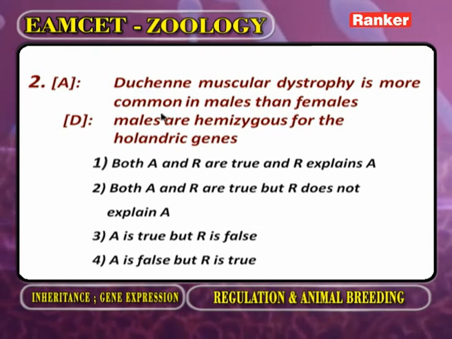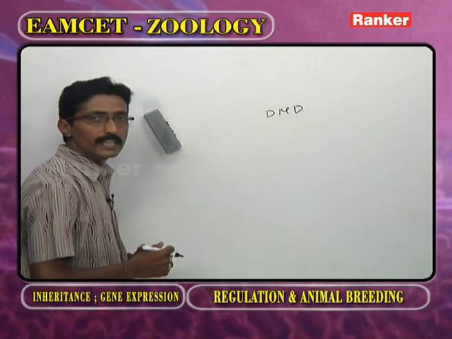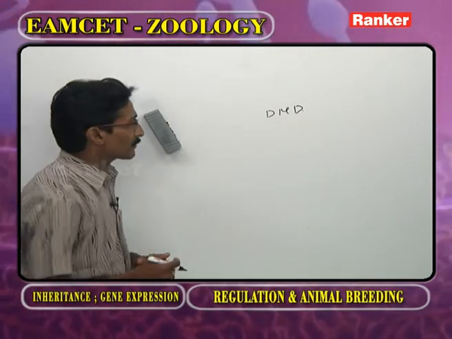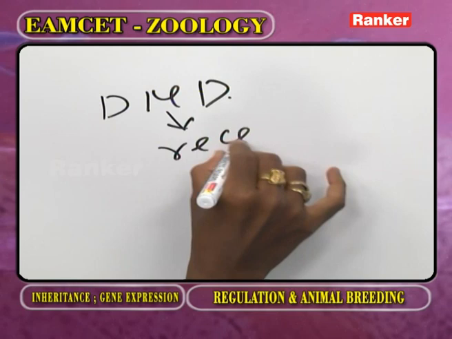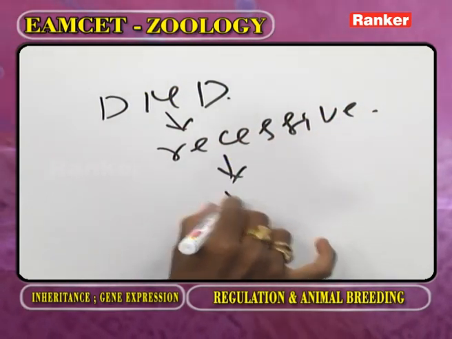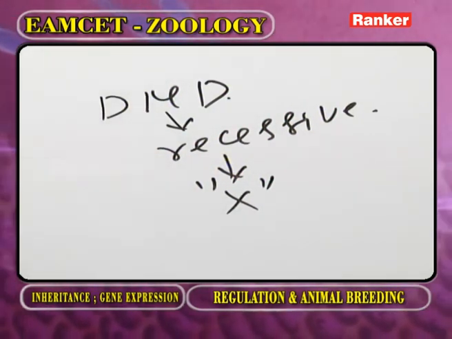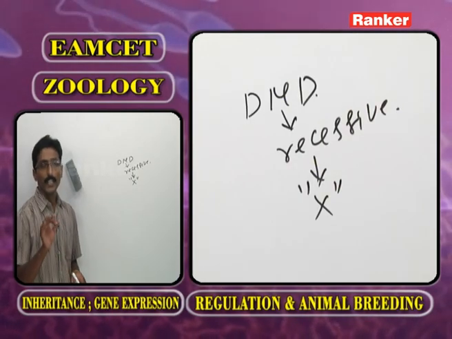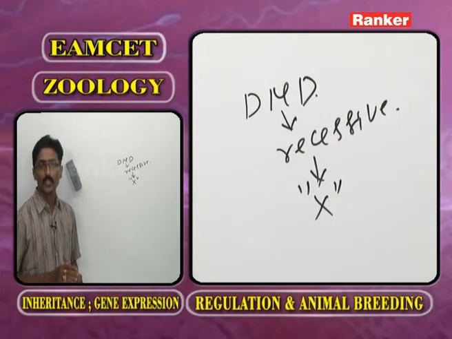Assertion: Duchenne muscular dystrophy is more common in males than females. Duchenne muscular dystrophy, the short word is DMD. It is a disease. The gene responsible for this disease is recessive. On which chromosome is it present? X chromosome. It is a genetical disorder, and the gene for this disease is recessive, present on the X chromosome.